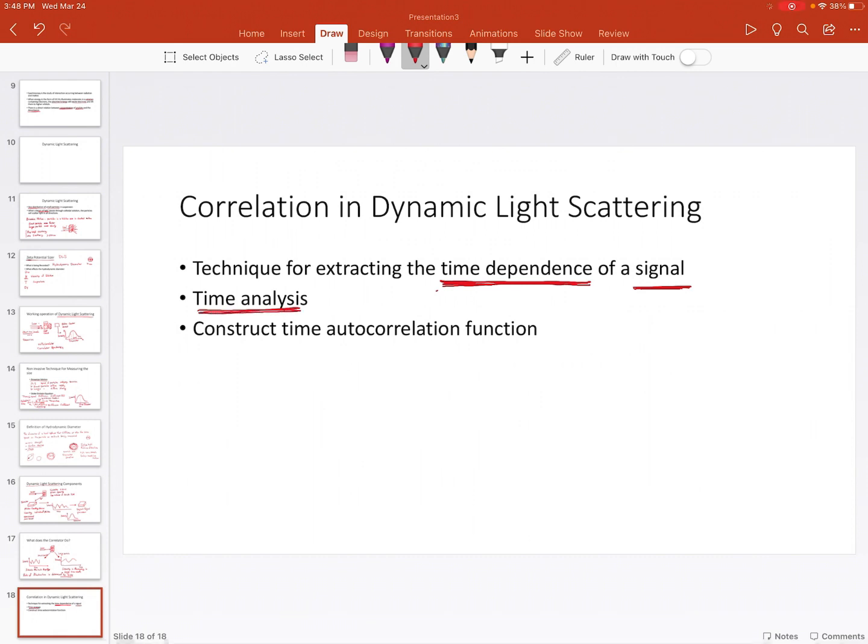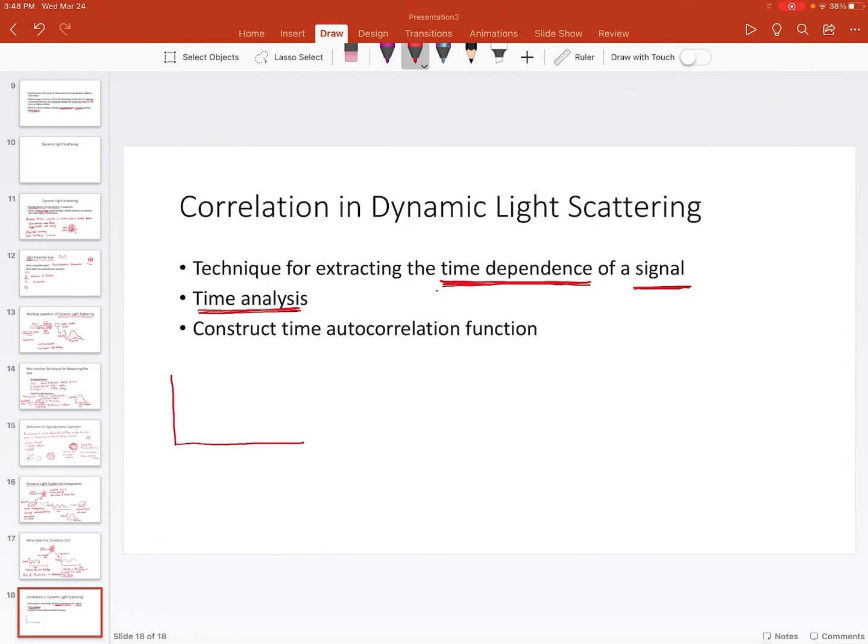So the correlation is actually a time analysis technique, and we construct a time autocorrelation function, which has an equation which I'm going to explain. But let's take a look at the diagram of intensity fluctuation versus time and how the correlator, the processor, is correlating these data to correlation coefficient. So actually the correlator will correlate the intensity fluctuation to correlation coefficient, and the correlation coefficient is the parameter that, as you remember in the Stokes-Einstein, we can use to measure the hydrodynamic diameter of particles.